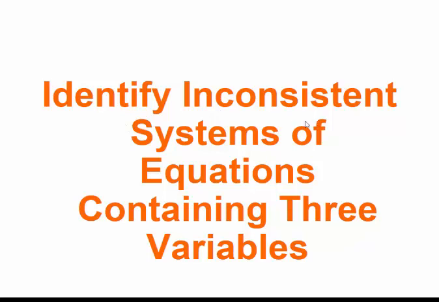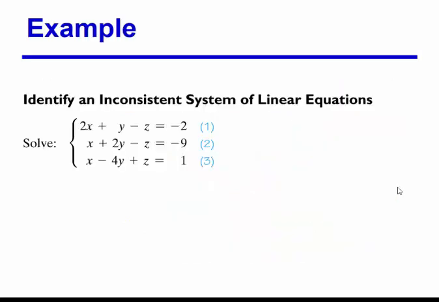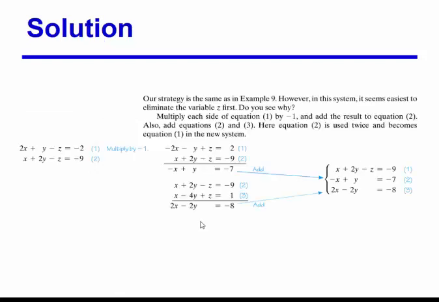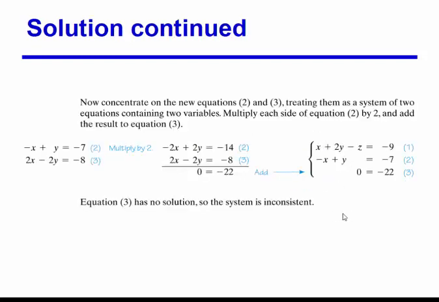Next, we're going to identify an inconsistent system of equations containing three variables. So here again we have equations 1, 2, and 3. We're going to use equations 1 and 2. We're going to multiply equation 1 by negative 1 and get a new equation 2, which is negative x plus y is equal to negative 7. And then we're going to take equations 2 and 3 and simply add those, and that's going to eliminate our z, and then we're going to put that back there. So here we eliminated z in equation 2, and we eliminated z in equation 3.